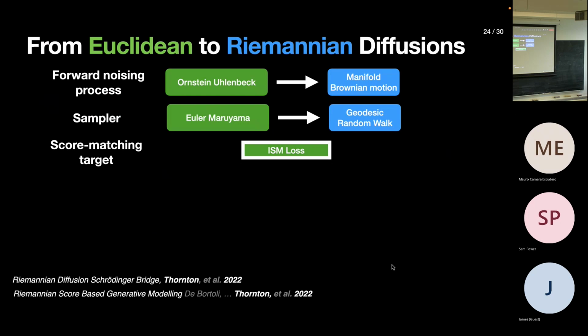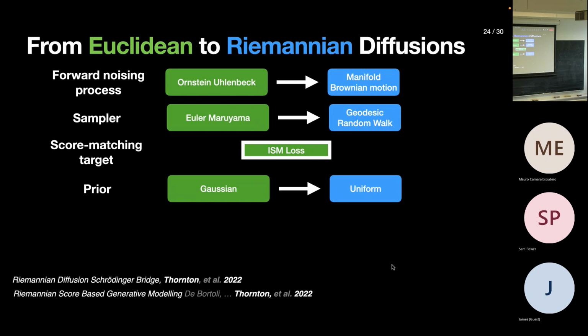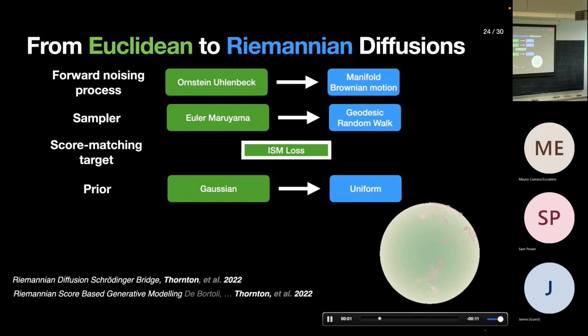Again, the density on a manifold is not typically available like in the Euclidean setting. Maybe for a sphere it's fine, for a torus it's fine, but anything more complicated it's not. So you have to resort to this simulation-free loss function, this ISM loss, implicit score matching loss, similar to the Schrodinger bridge. And again, the prior is not a Gaussian like I mentioned, it's this uniform on the manifold. And this is roughly what you get.